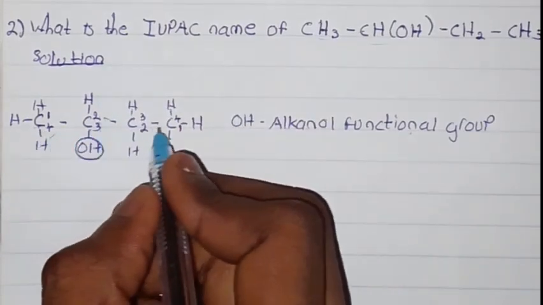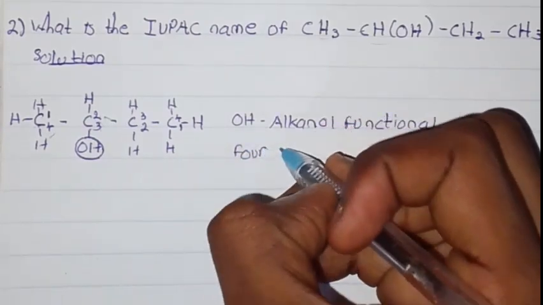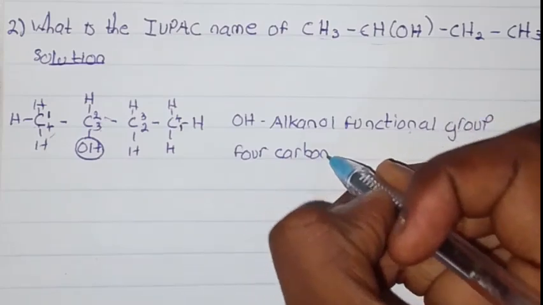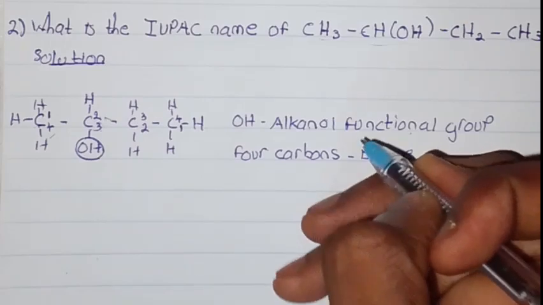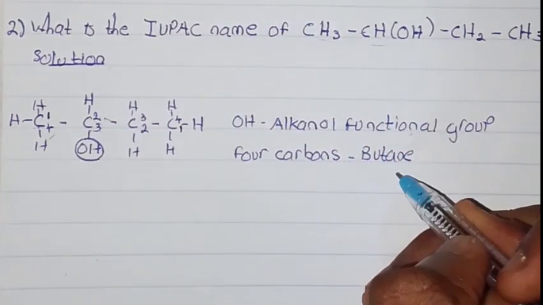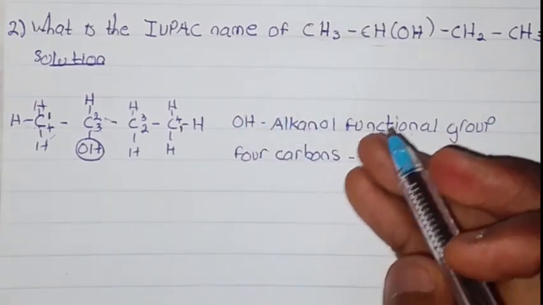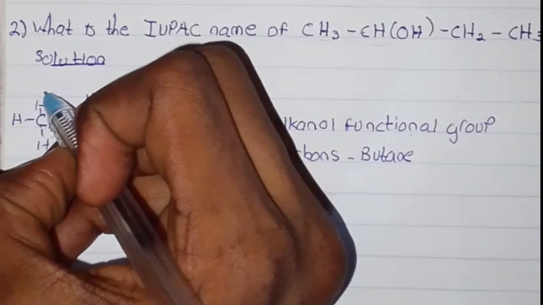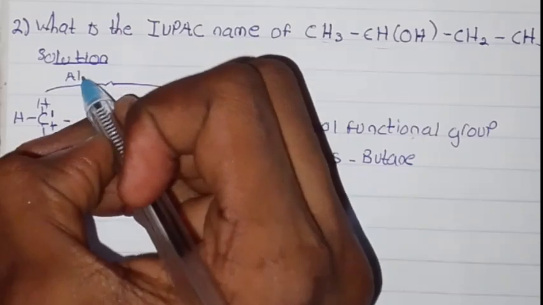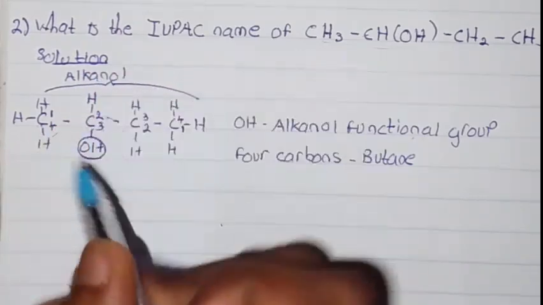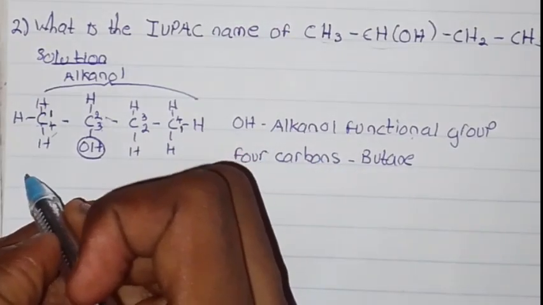Now the longest continuous carbon chain is 4, and 4 carbons we refer to as butane, right? 4 carbons is referred to as butane if the compound is an alkane. But the fact that we have the OH functional group attached to it makes the compound an alkanol, right? So this compound is referred to as an alkanol. The question is, what kind of alkanol? Since we have 4 carbons as the longest chain, it's referred to as butanol, right?